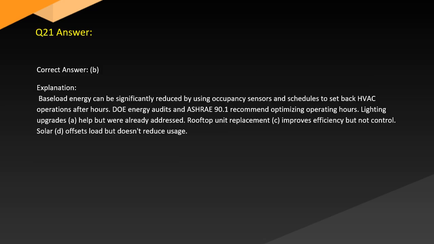Answer. Correct answer: B. Explanation: Baseload energy can be significantly reduced by using occupancy sensors and schedules to set back HVAC operations after hours. Energy audits and ASHRAE 90.1 recommend optimizing operating hours. Lighting upgrades, A, help but were already addressed. Rooftop unit replacement, C, improves efficiency but not control. Solar, D, offsets load but doesn't reduce usage.